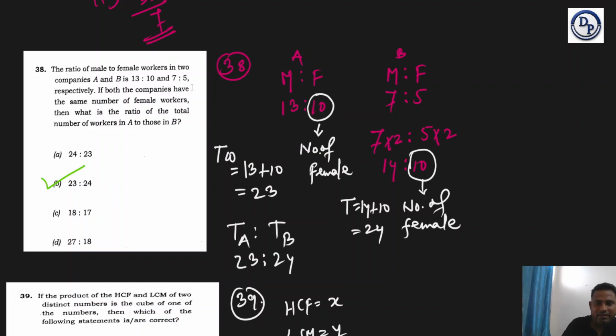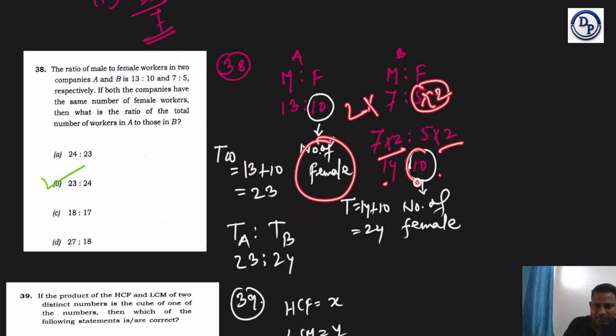So now I have mentioned the ratio here. First of all, for company A it is 13 is to 10, whereas in the case of company B, the ratio of male to female is 7 is to 5. As it is mentioned there, the number of females must be the same. I try to make it 10 as well. I multiplied both by 2 as I did here. I got this. Now this is the number of females, and it is the same now.